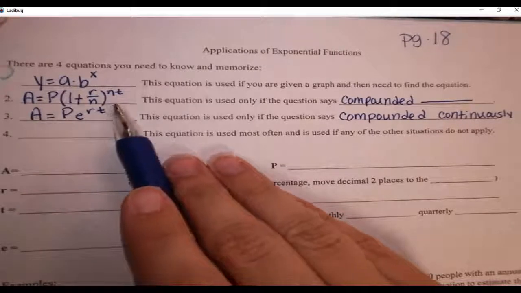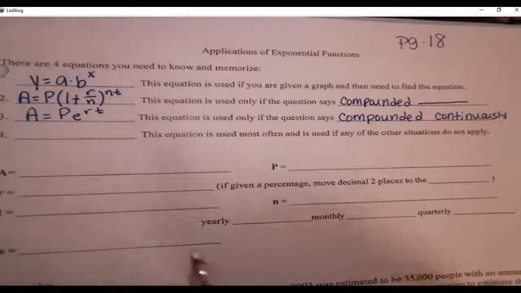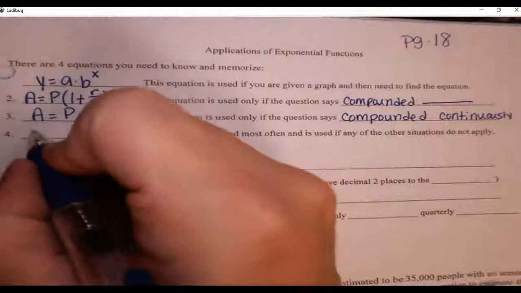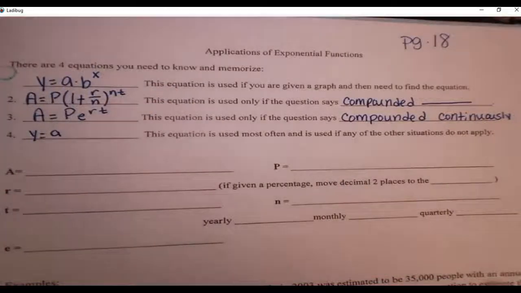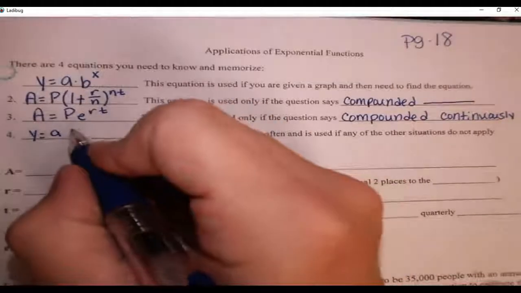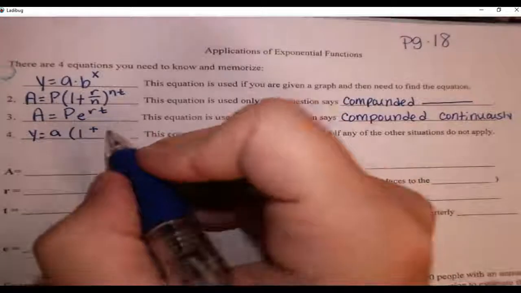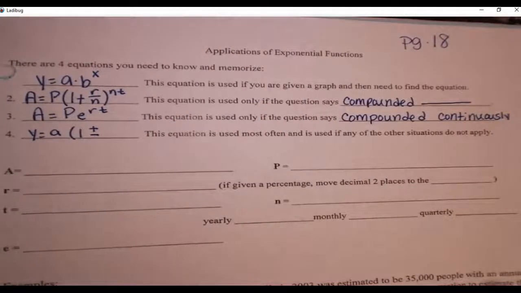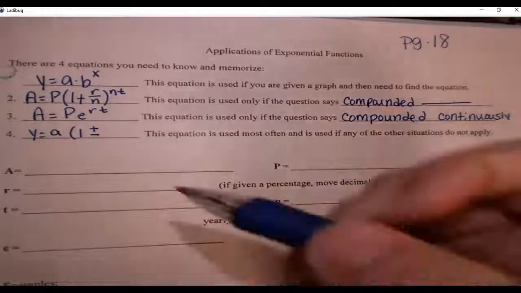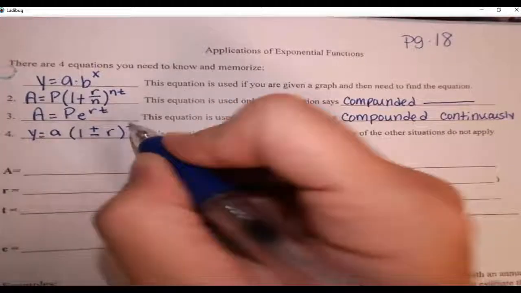Okay. Have y'all seen these before? Good. Okay. So then the one that you're going to use most often is y equals a, little a, times 1 plus if it's growth, minus if it's decay. So you have to choose, is it growth or decay? If it's growth, you use plus. If it's decay, you use minus. R to the t.